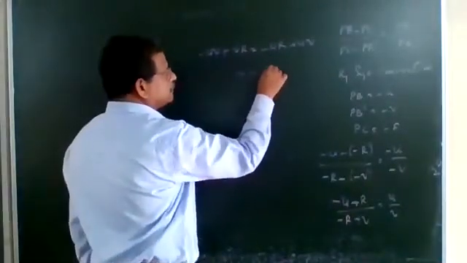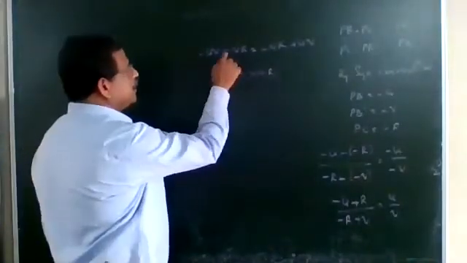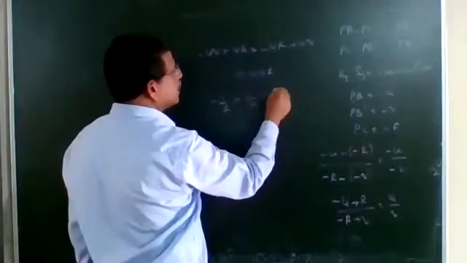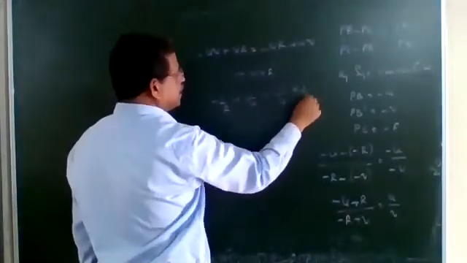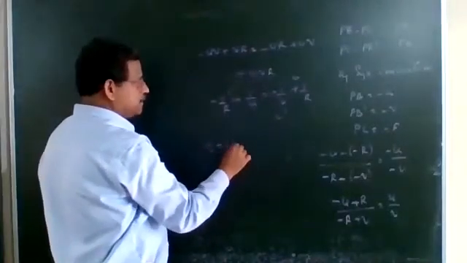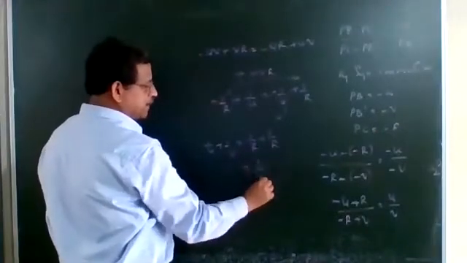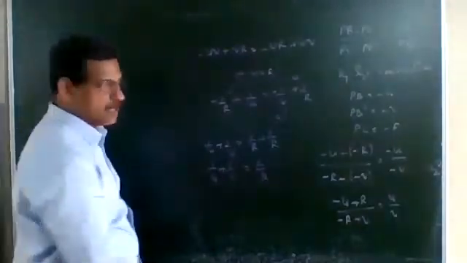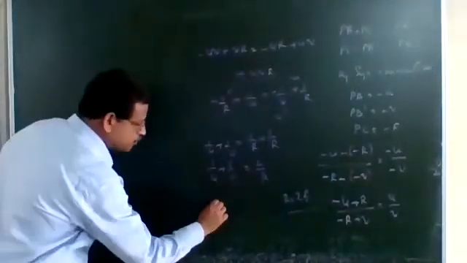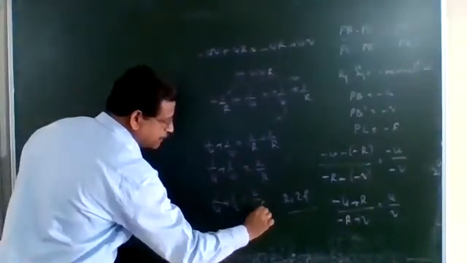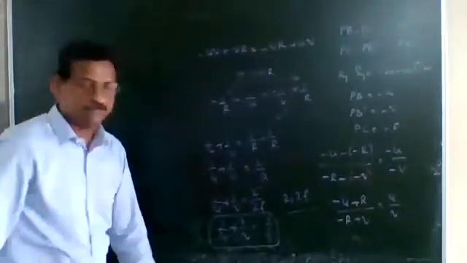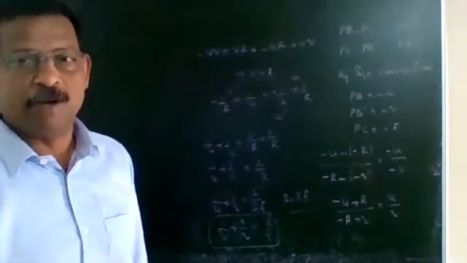Dividing throughout by uvR, we get minus 1 by R on one side, and on the other side 1 by u, minus 1 by v, and 1 by R. Moving terms across, 1 by u plus 1 by v is equal to 1 by R plus 1 by R, that is equal to 2 by R. But R is equal to twice the focal length, so 1 by u plus 1 by v is equal to 2 divided by 2f. The 2 cancels, and you get 1 by u plus 1 by v equal to 1 by f. This is the mirror formula.